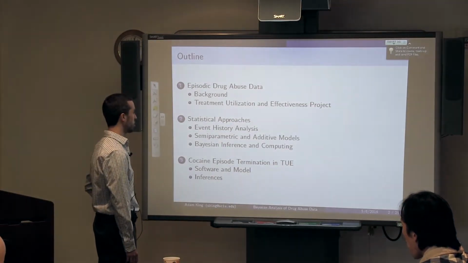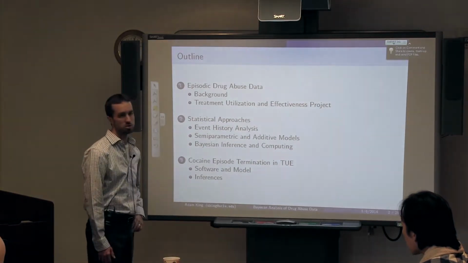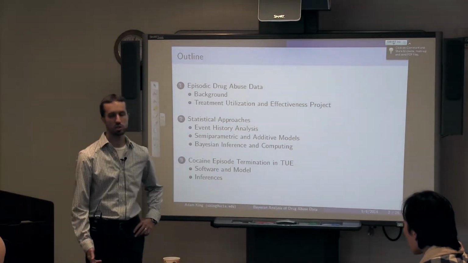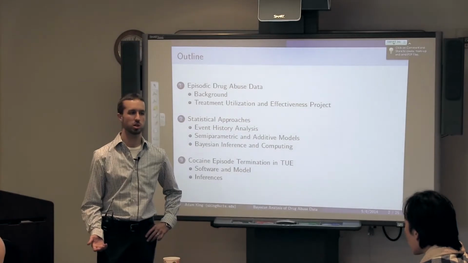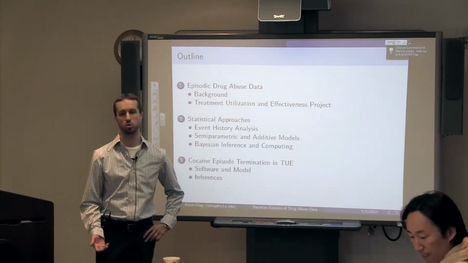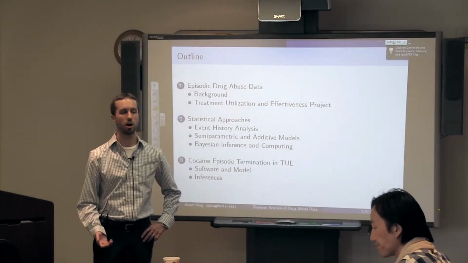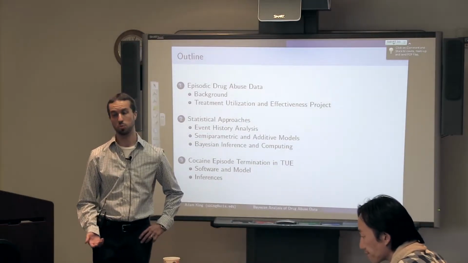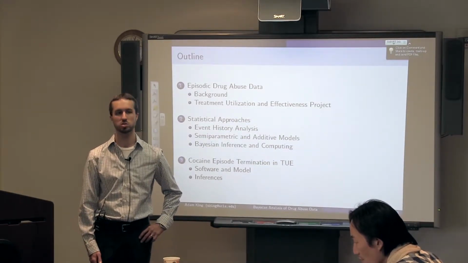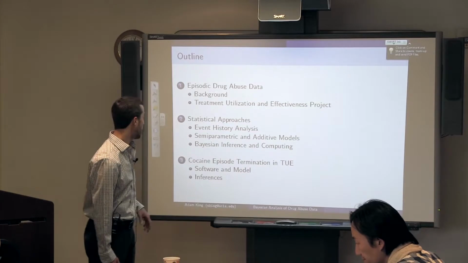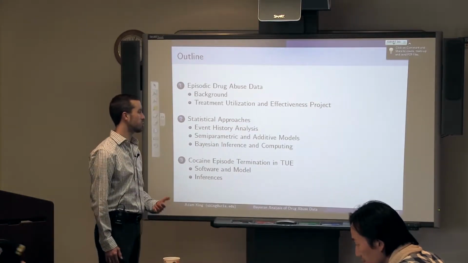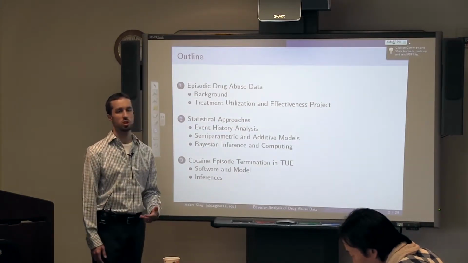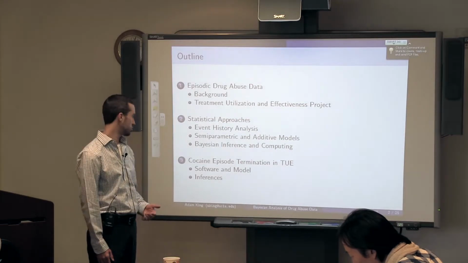Next, I'll talk about semi-parametric and additive models. These are models where if you take a standard regression model, whether it's a Cox regression or a Poisson regression, there's an assumption that the relationship between a predictor variable and the response variable is captured by a linear function. Semi-parametric or additive models relax that assumption and allow you to use an arbitrary smooth function to capture that relationship.